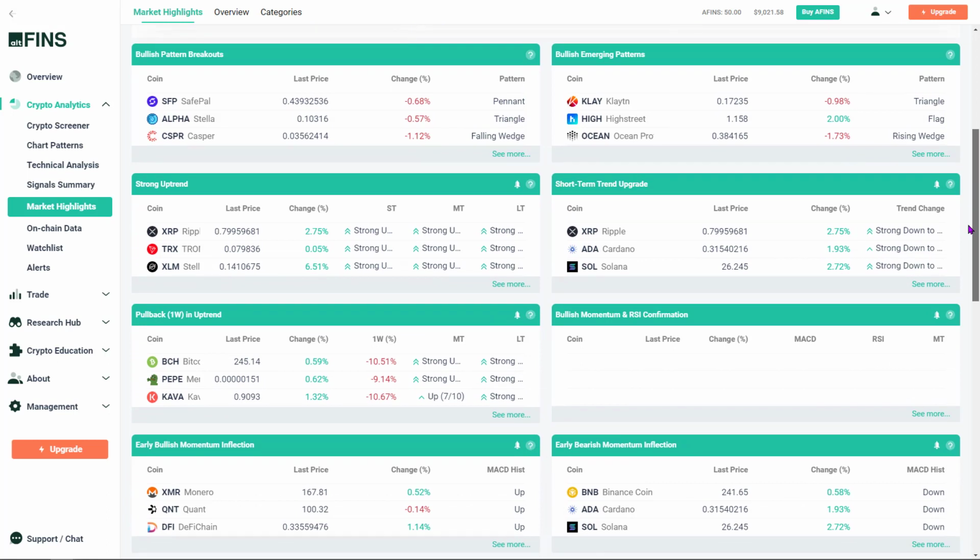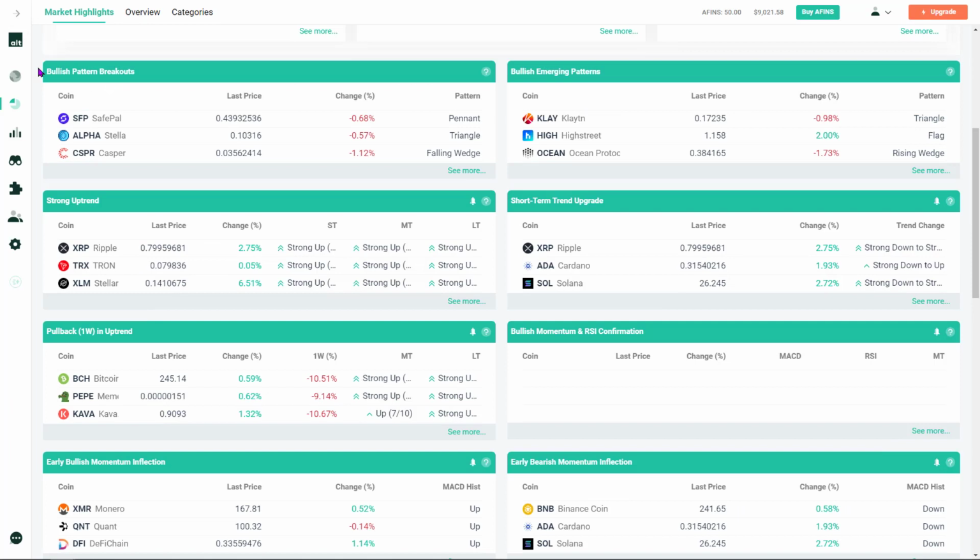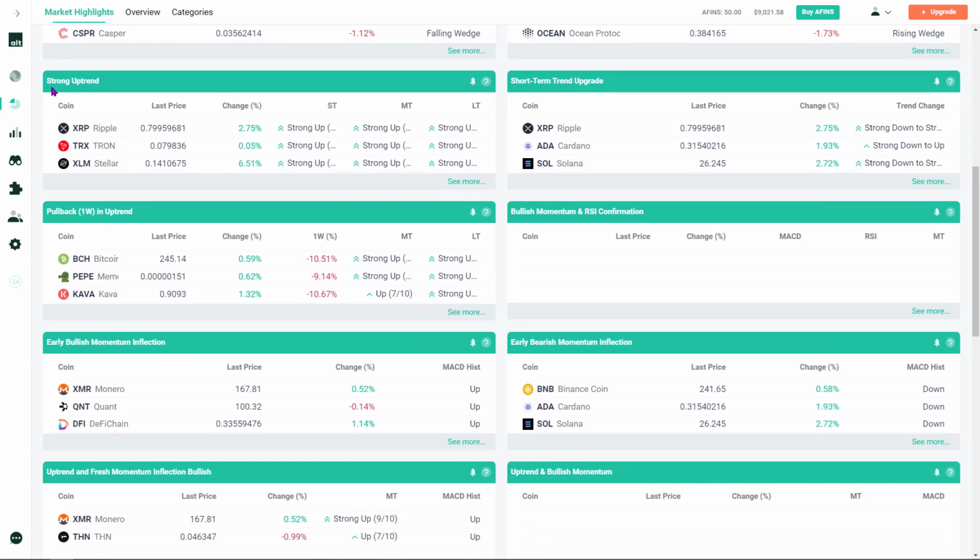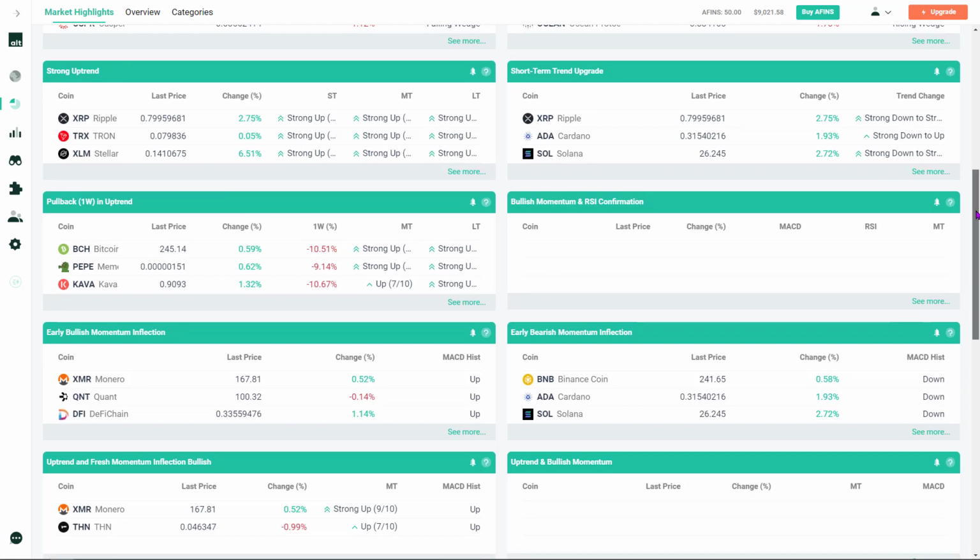As I scroll down, as you can see, you can find coins that are perhaps breaking out of some bullish patterns here, like pennant, triangle, falling wedge. You can also see coins that are in a strong uptrend across short-term, medium, and long-term horizon. Coins that have been recently upgraded on a short-term basis to an up or strong up.